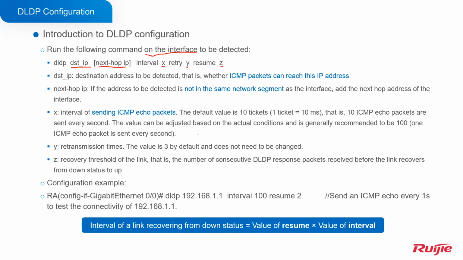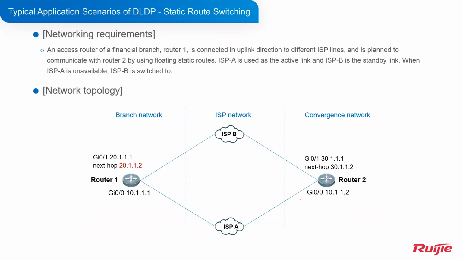Okay, so you can see a configuration example here. DLDP 192.168.1.1. This is the destination IP. Interval is 100. Resume is 2. It means that send an ICMP packet every 1 second to test the connectivity of 192.168.1.1. Okay, this is about the configuration command. It's quite easy to understand. So after knowing the commands, next let's see the application scenario.